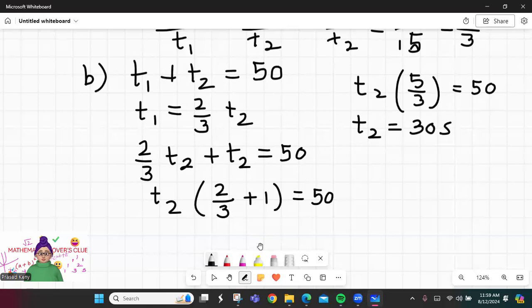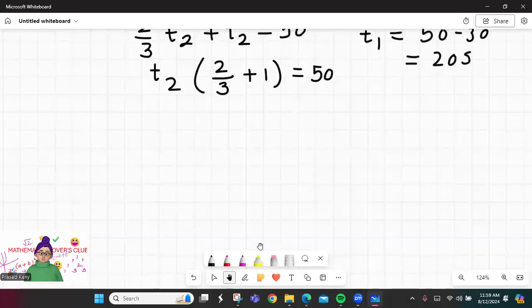But t1 plus t2 is 50. That means t1 will be 50 minus 30. That is 20 seconds. Here I am finding t1 because I want the distance between A and B. And the time taken to travel from A to B is t1. That means it takes 20 seconds to travel from A to B.